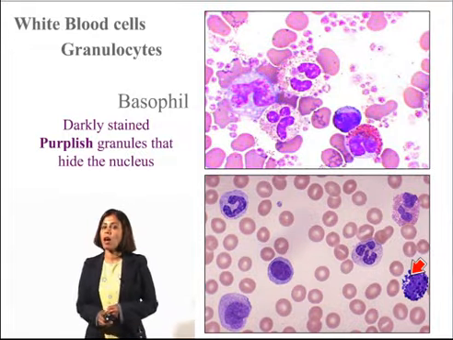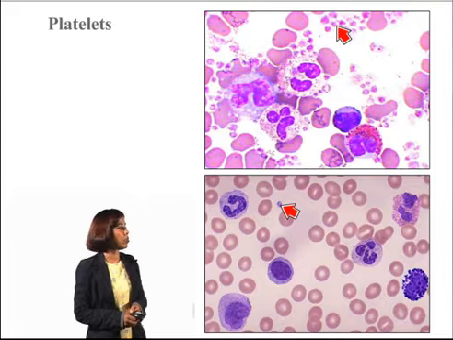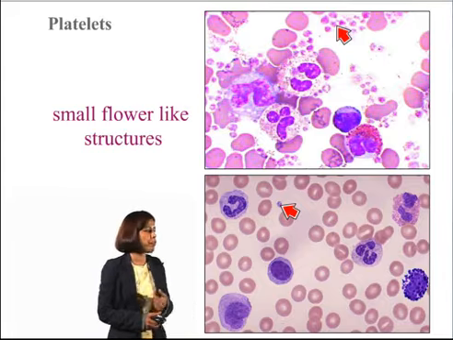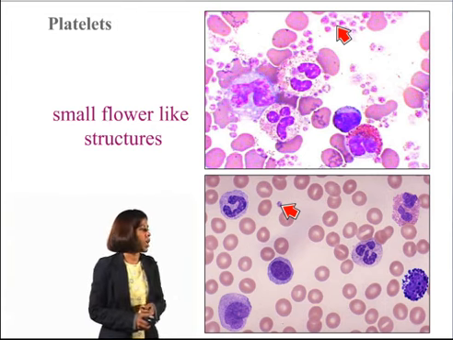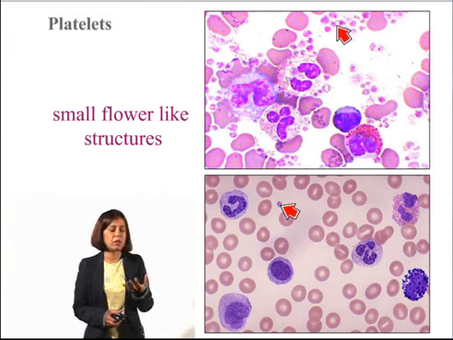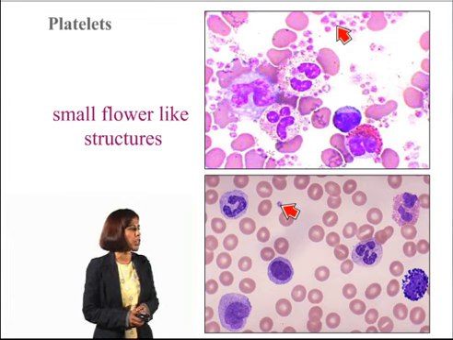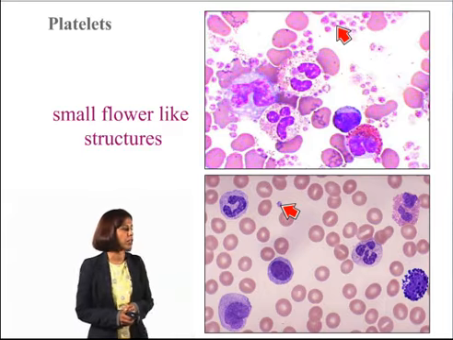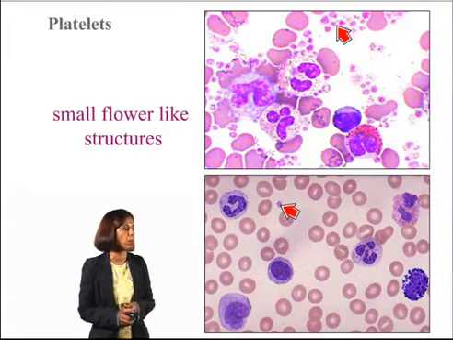Let's move on to the last cellular element that you see in blood, which are the platelets. These are extremely small flower-like structures, and in the lower image you can see just one platelet actually, but in the top image you can see a lot of platelets, and they are dispersed within the rest of the cells.